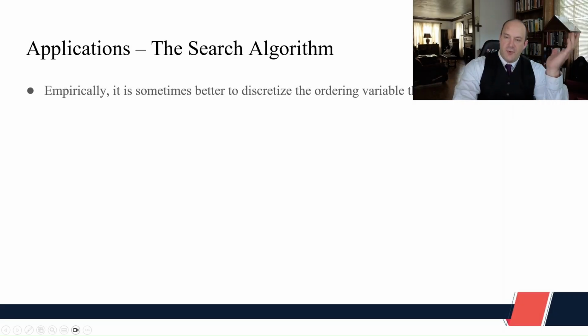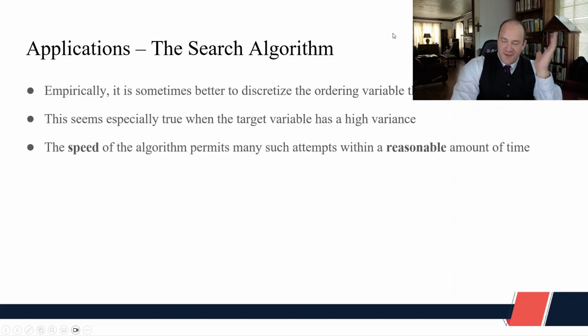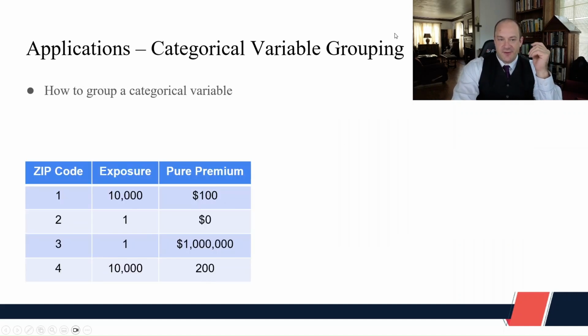Okay, so because you might have a target variable that has high volatility, like auto insurance loss or just insurance loss in general, sometimes it's better to discretize your ordering variable than to use the raw values. And the speed of the algorithm helps us to do that in a reasonable amount of time. Here is how we're going to use this, however, in this particular project.